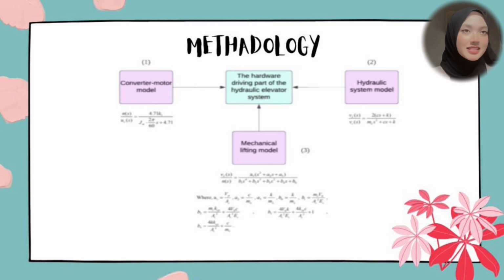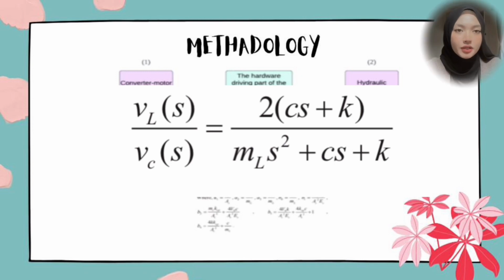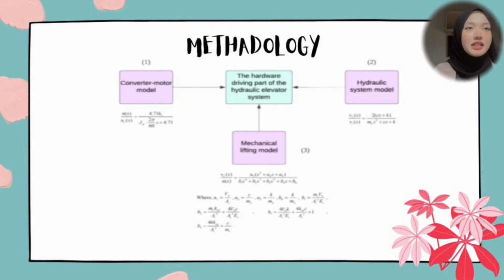The second equation is the transfer function of the hydraulic system model. For the equation in part B, which is the hydraulic system model, we use the equation VL(s) over VC(s), where VL we got 2 and s we got CS plus K over VC is ML s to the power of 2 plus CS plus K. Next is the mechanical lifting model.